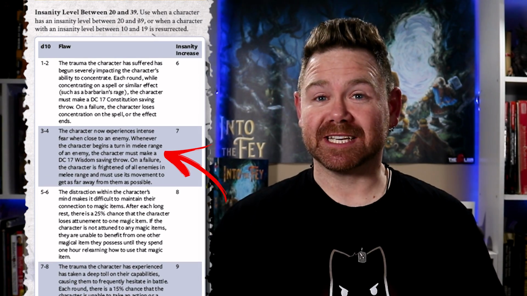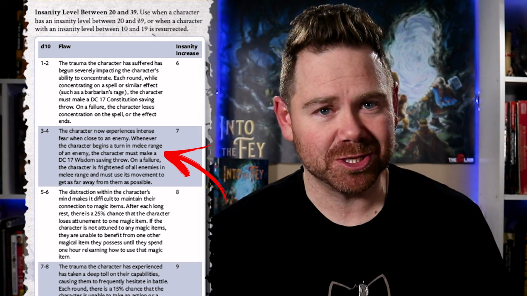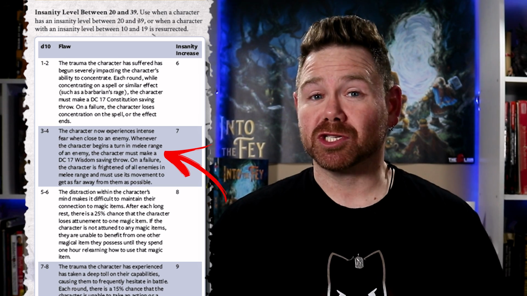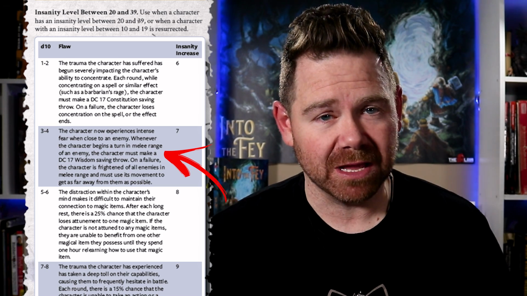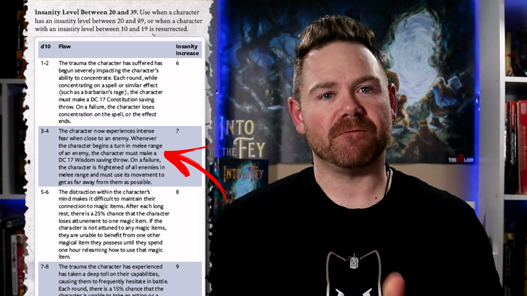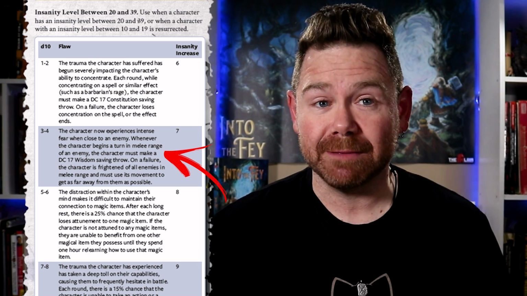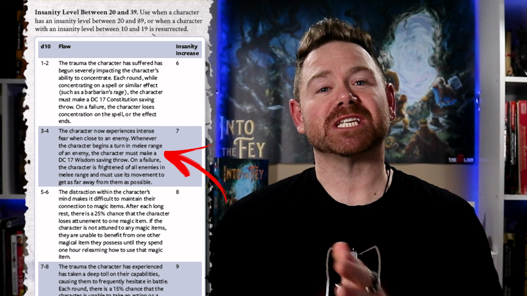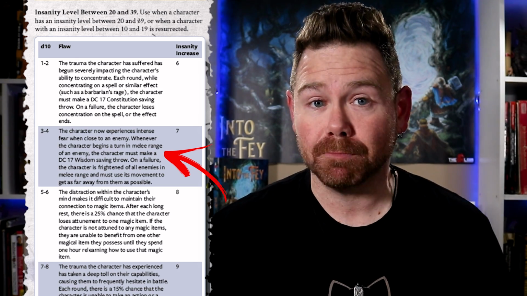Now, when a character progresses to insanity tier 3, things start to get worse for them. Pretty bad. For example, the character now experiences intense fear when close to an enemy. Whenever the character begins a turn in melee range of an enemy, the character must make a DC 17 Wisdom saving throw. On a failure, the character is frightened of all enemies in melee range and must use its movement to get as far away from them as possible. That's no joke. That's pretty cruel. That is a serious effect.